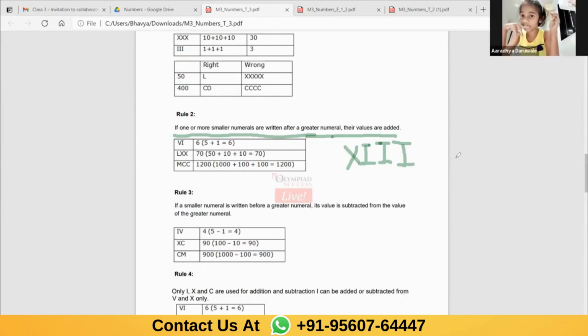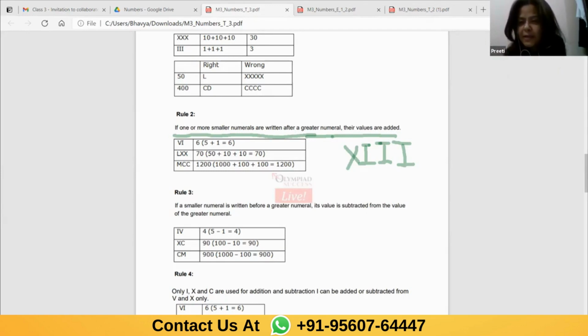X, I, V. Ma'am, you cannot write I more than 3 times. Yes, I cannot repeat I more than 3 times. I cannot repeat V at all. And I cannot repeat X more than 3 times. Clear? Yes. Okay. I cannot repeat L. Like V, I cannot repeat L. Not allowed. After L, which symbol comes? C. I can repeat C.